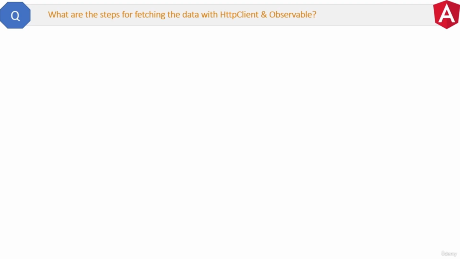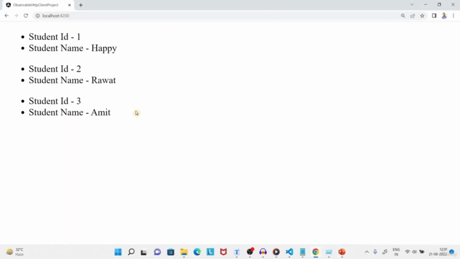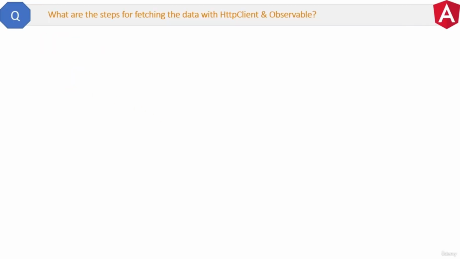Now the output of this exercise will be like this. This is the app component with multiple students' data, and the data will be student ID and student name, which we will fetch with the help of the HttpClient. Now let me show you the 4 steps which we will perform.